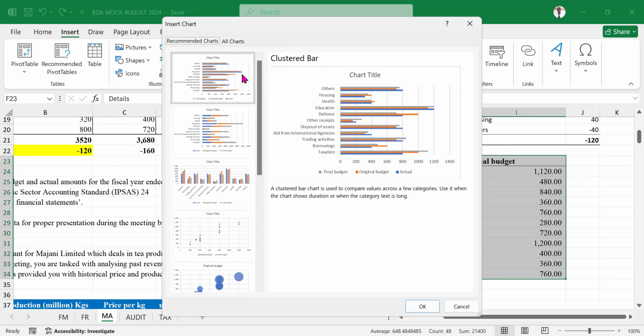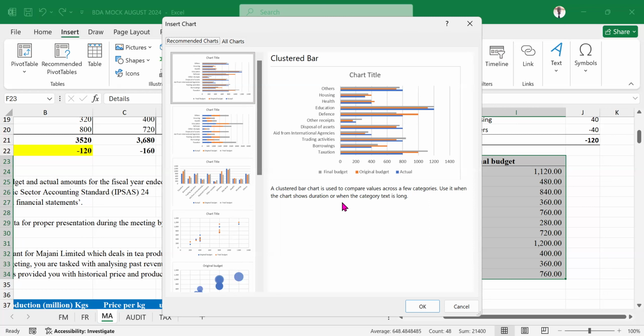So the first suggestion is clustered bar chart, and you can see the alignment of a clustered bar chart with a description. They tell you a clustered bar chart is used to compare values across a few categories. Use it when the chart shows duration or when the category text is long. Do we have duration in our data? I think no, we don't have duration.